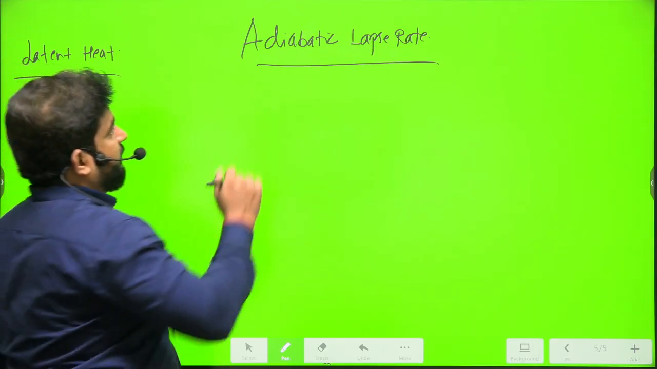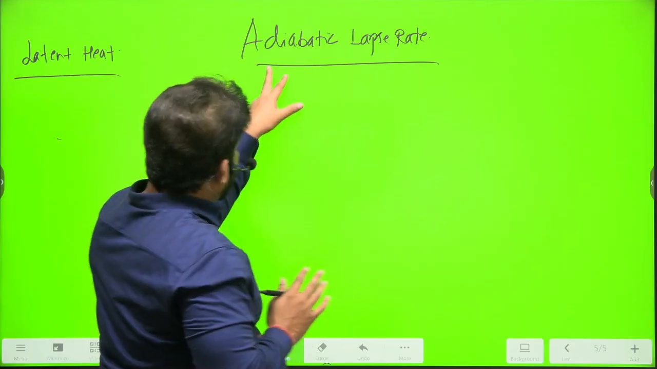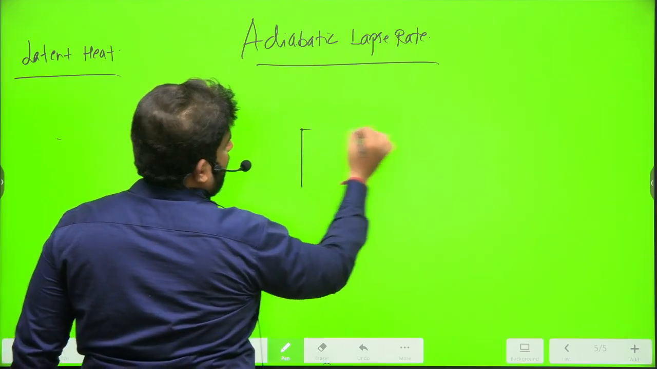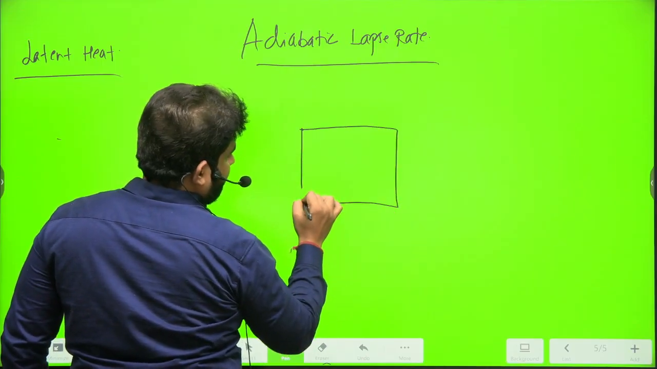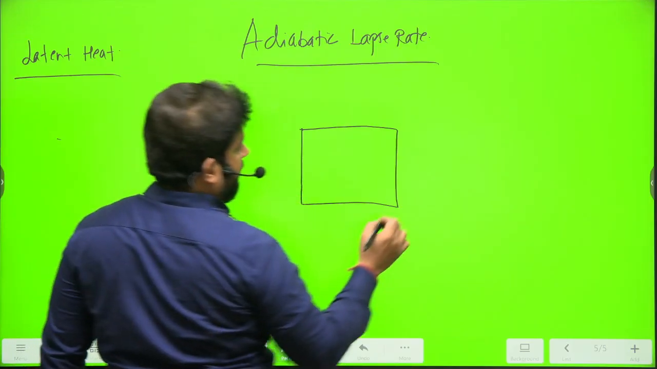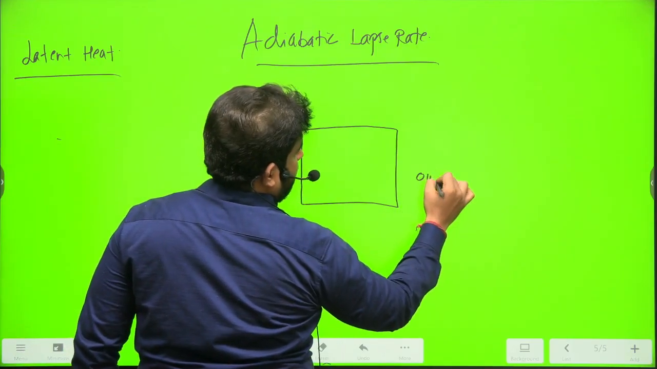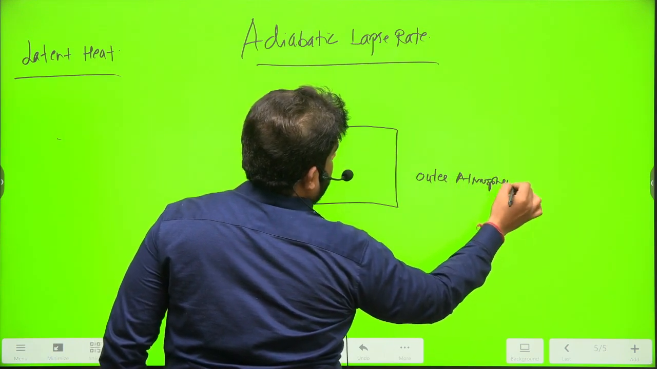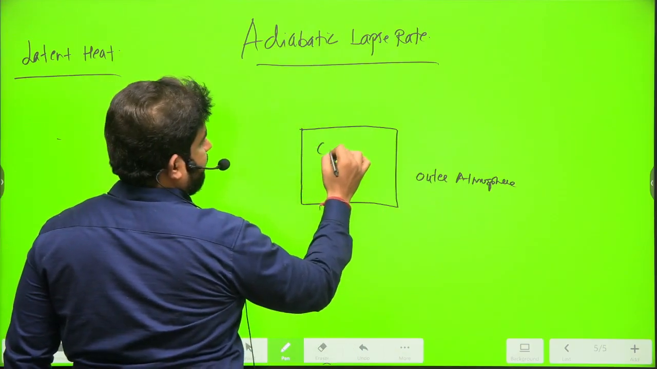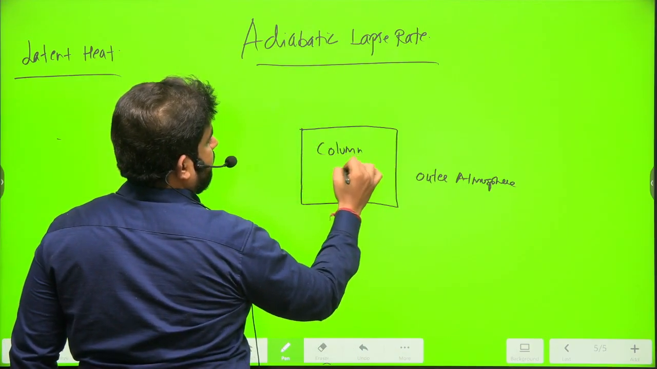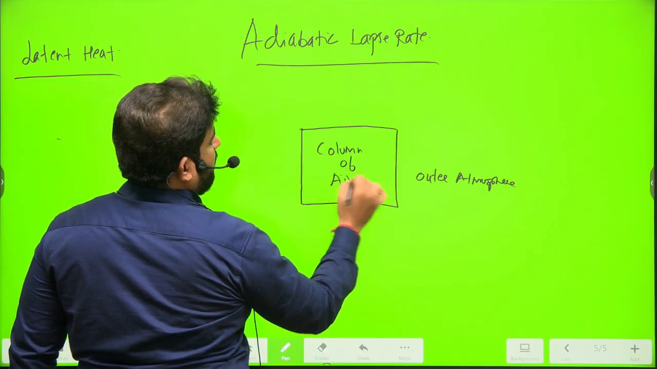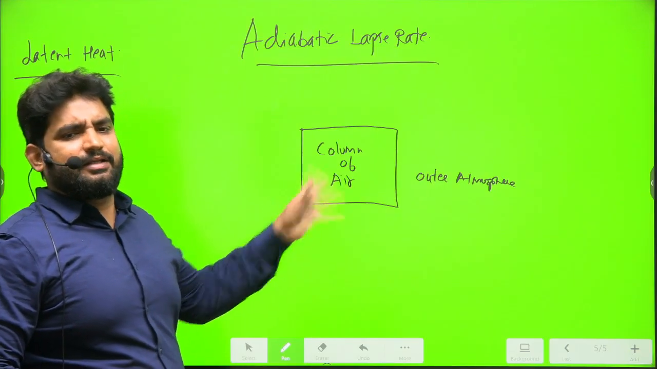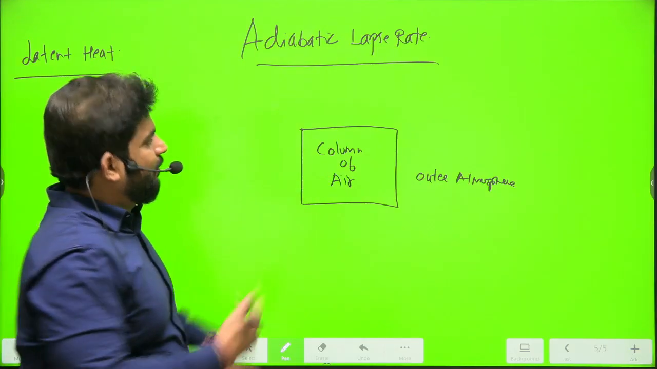Now let's come to the adiabatic lapse rate. For better understanding of the adiabatic lapse rate, students, let's consider this is a column of air, and this is the outer atmosphere. This is a column of air. We can also call it a system. Let's name it a system, column of air or system.